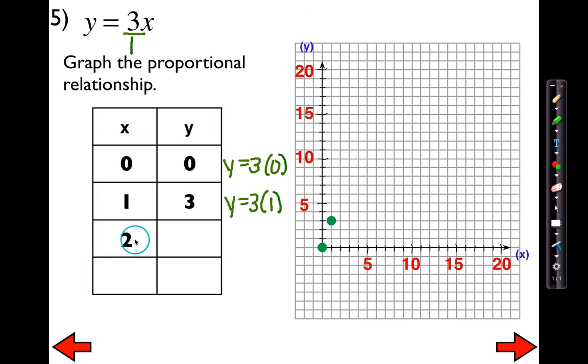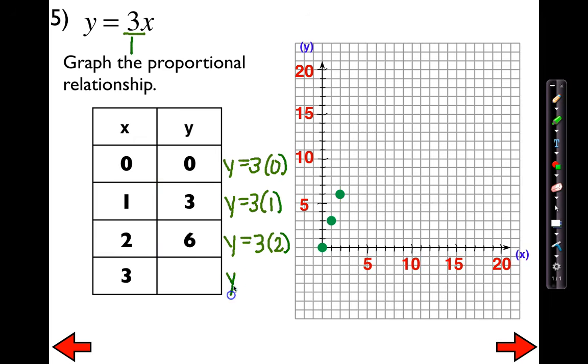Next number would be 2. So I'm going to go ahead and do y equals 3 times x, which I'm making a 2. So 3 times 2 is 6. So y is a 6. So I'm going to go over 2 and up 6. Next multiple of 1 would be 3.